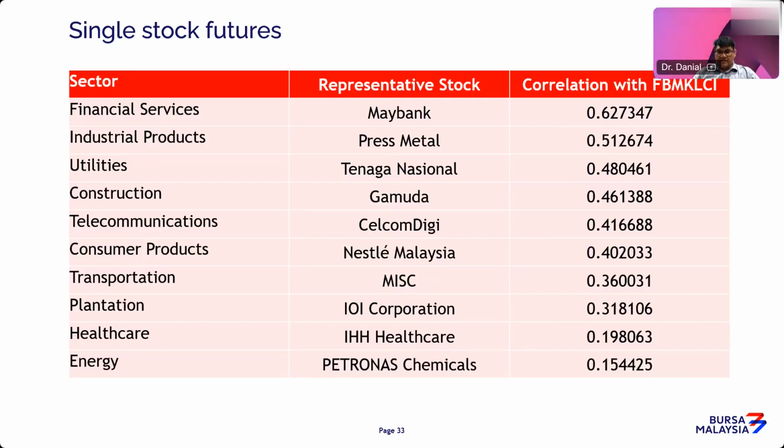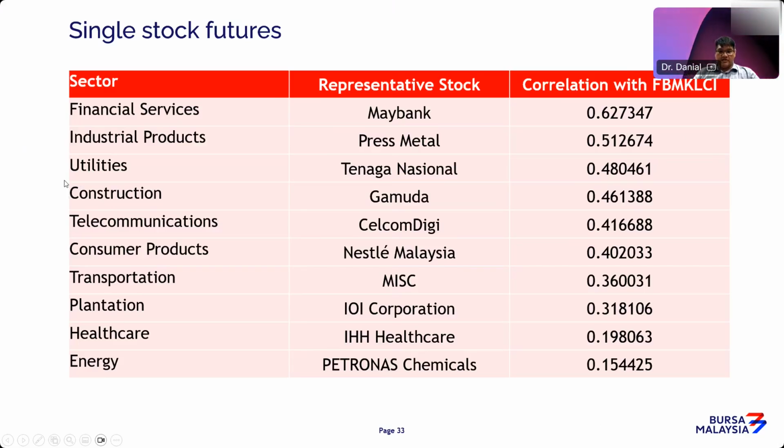Okay, I think we finish up on the KLCI futures and CPO futures. Now, at a short glance, I would like to share one or two things about single stock futures. As we know, single stock futures consist of FBM KLCI components that are allowed to be short sold. So we have from financial services to energy. However, the most positively correlated with FBM KLCI is financial services. The least is energy, which is Petronas Chemicals.